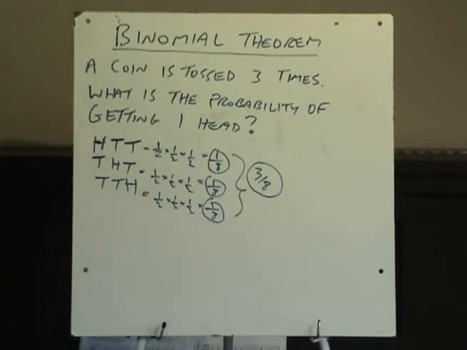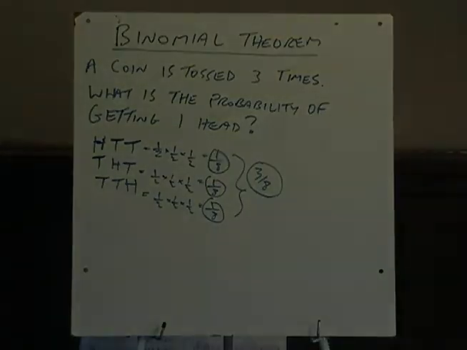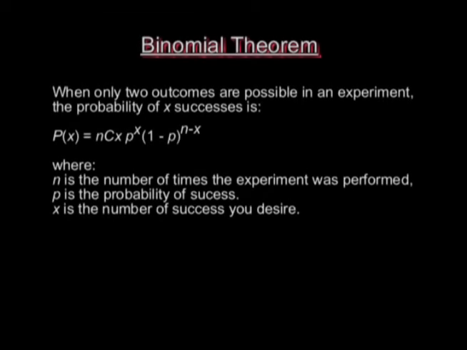And the binomial theorem looks like this. When only 2 outcomes are possible in an experiment, the probability of x successes is P(x) equals nCx times the probability to the power of x times 1 minus the probability to the power of n minus x, where n represents the number of times the experiment was performed, p represents the probability of success, and x represents the number of successes that you desire.